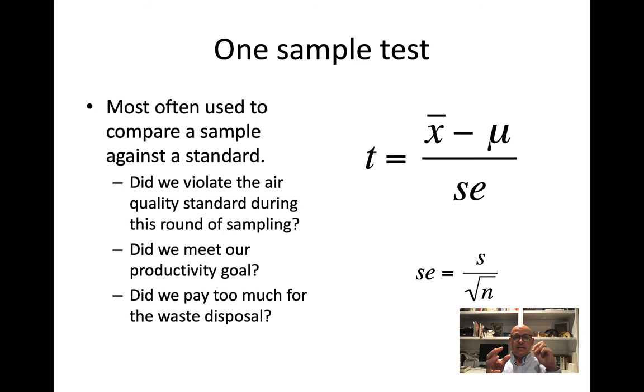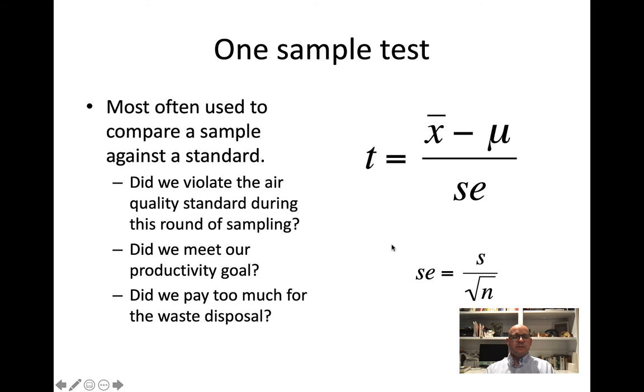What's another one? Did we meet our productivity goal? What's our goal, and what is this person's productivity over some time period? Well, our goal is the mu, and how does this individual perform, and how different are they from the goal? Different is subtract. Mu, like mean over here, is X bar, that's the sample, and here is the standard.